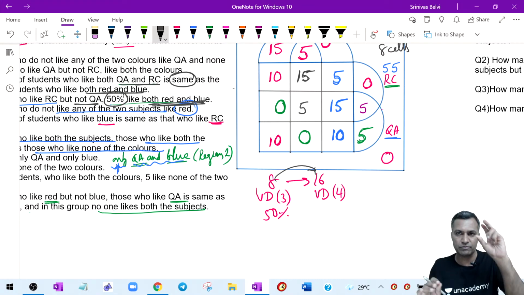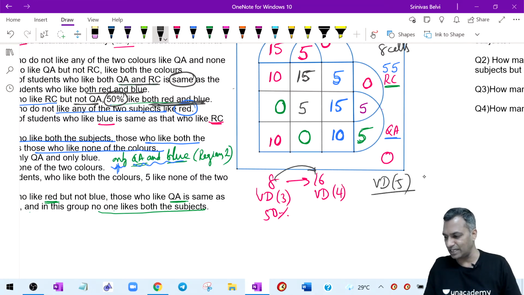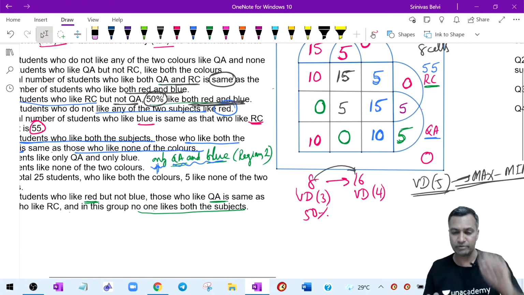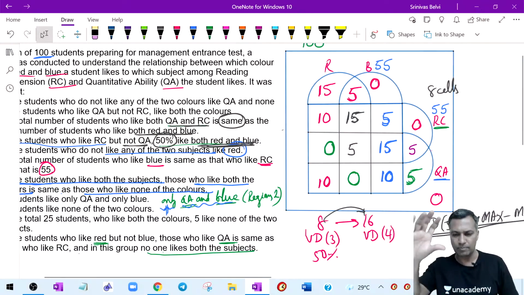There is a lot of difference between Venn diagram for 3 versus Venn diagram for 4, because 8 cells to 16 cells, suddenly the work is getting doubled, right? Tomorrow, we will do Venn diagram for 5, maxima minima, or Venn diagram for 6. We will try one set like that tomorrow. We will take one of the CAT sets for Venn diagram for 5 at one particular level.